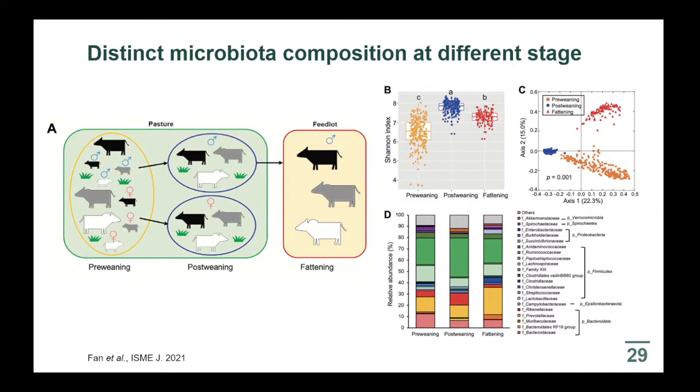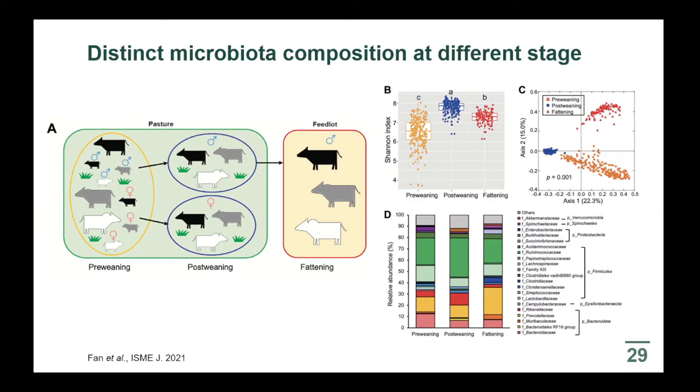But we also studied the 9 months old, post-weaning groups. They lived in the same pasture, the same environment. And then after 9 months, animals were sent to the feedlot. At that time, the environment is completely shifted. Also, the diet is now changed to a high-concentrate diet, as you see here.